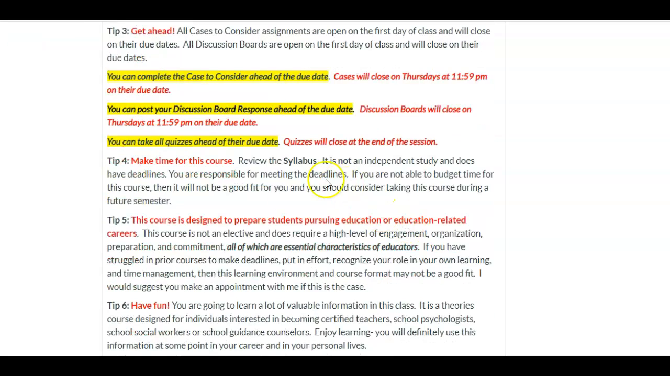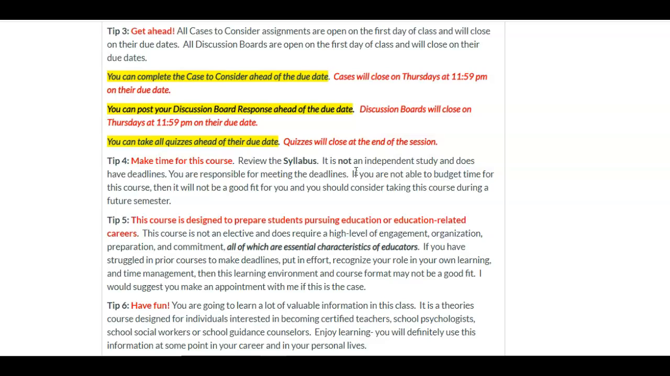Okay. Now, you've got to make time for this course. So review that syllabus. As I've said many times, this is not an independent study. Meaning that you can't just do things at your own pace in a sense and not follow the deadlines.